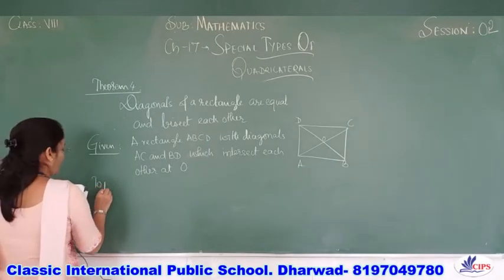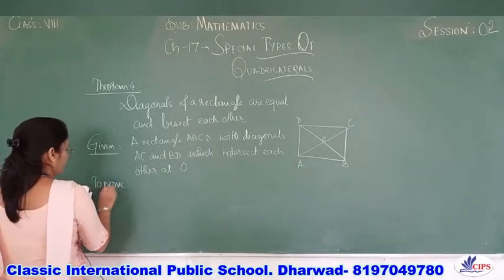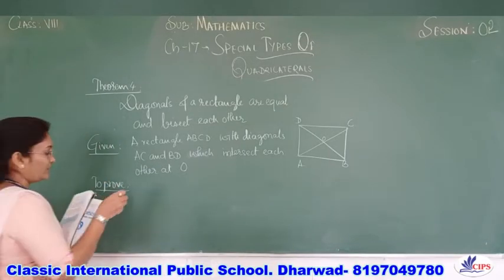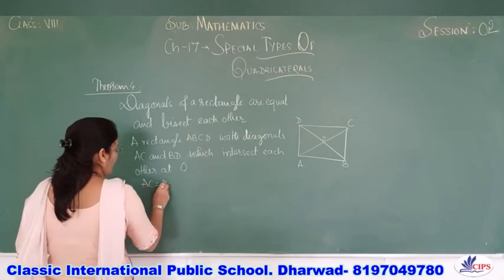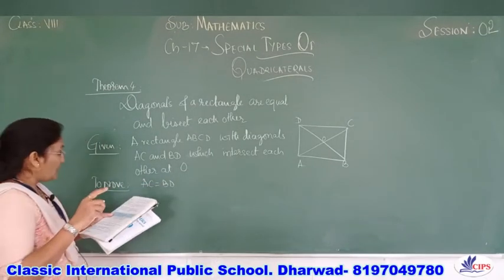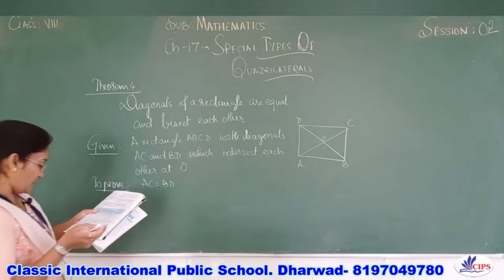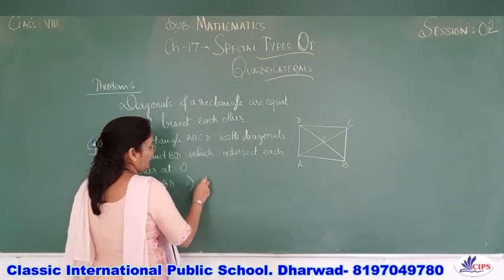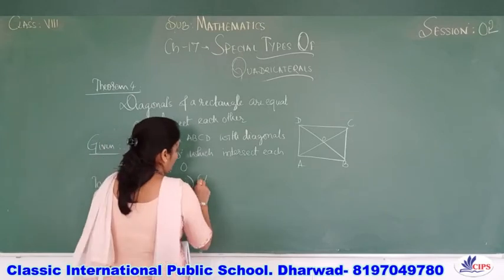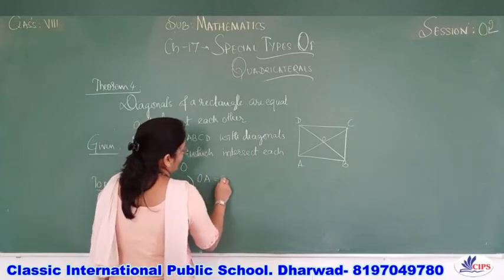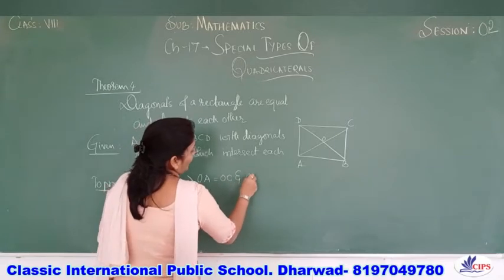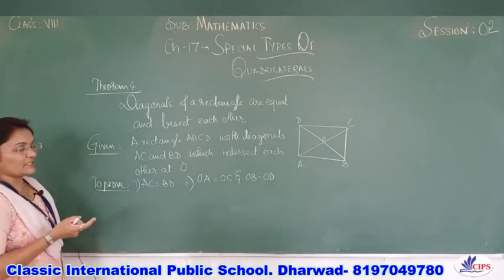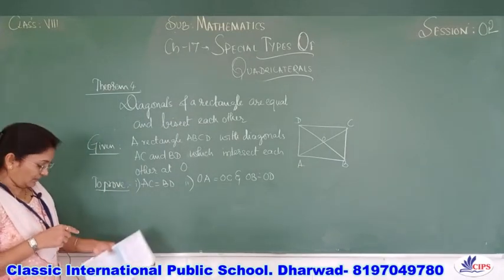Now what we need to prove? We have to prove that diagonals of a rectangle are equal, means AC is equal to BD. We have to prove that AC is equal to BD and they bisect each other. This is the first point, AC is equal to BD, and here we have to prove that AO is equal to OC and OB is equal to OD. We have proved this in our parallelogram also, so let us prove it in the rectangle.